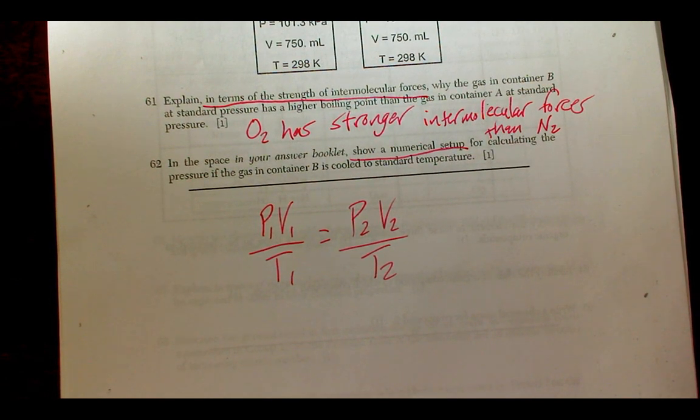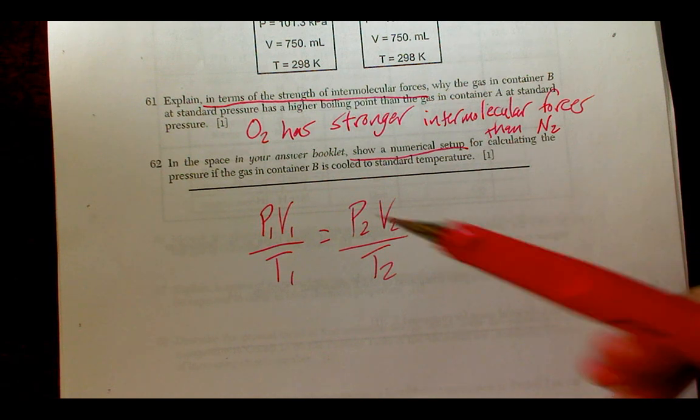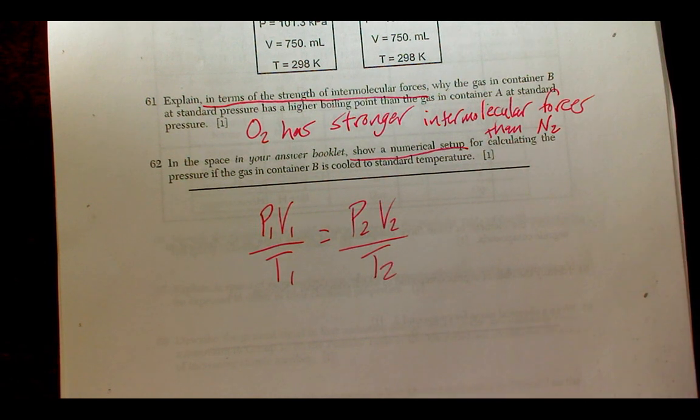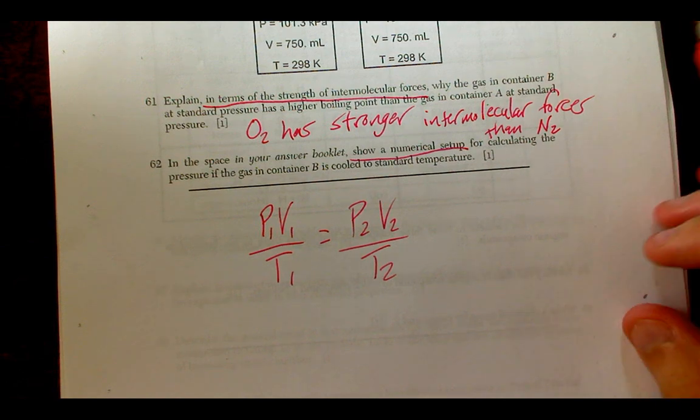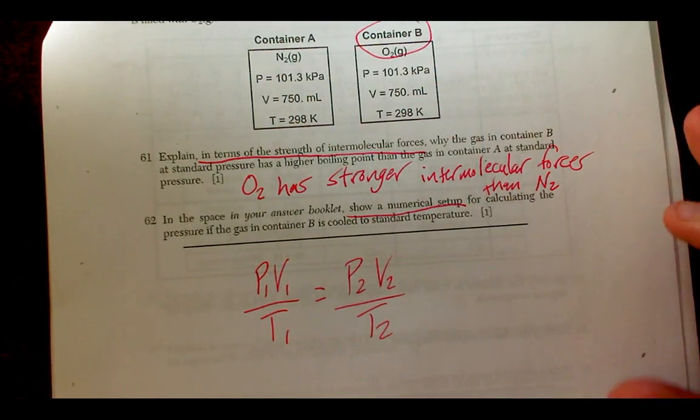If you want to go forward and do it, it doesn't make a difference. But once I see that you've correctly plugged in the numbers properly, you're getting the points. It doesn't matter if you even get the right answer or not, because you don't have to. All right, so let's look at container B.